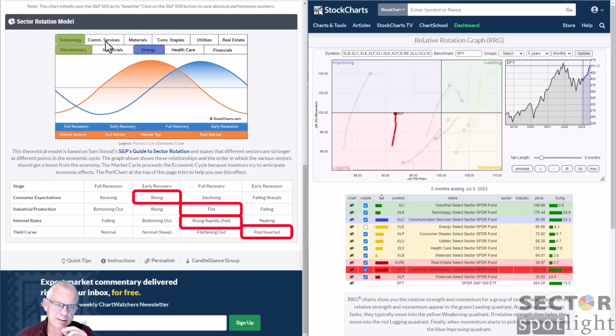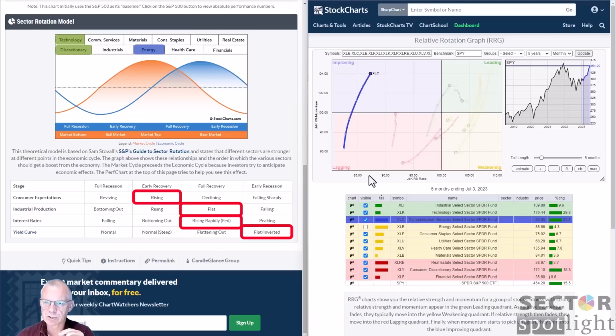Now the third one is communication services. If we go to communication services, you see a similar pattern. That's inside improving. Very long tail, which indicates that there is a lot of power behind it, and it has started to pick up on the RS ratio scale, moving towards the right. So that's also a sector that is starting to outperform. Communication services getting a nice plus here.